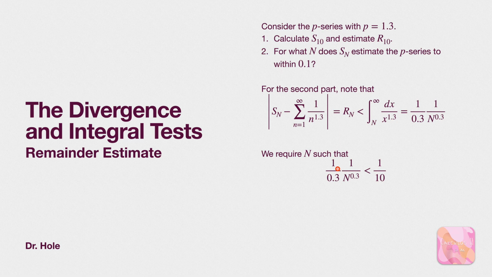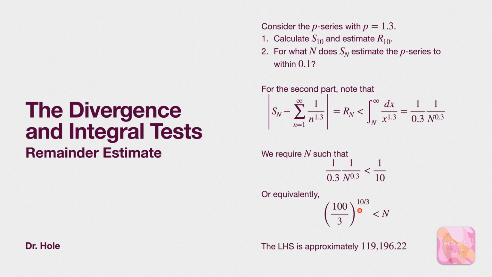Nice. So this sets up an inequality for which we can isolate the unknown capital N. A bit of algebra brings n to the other side as bigger than this quantity. Plugging that in, we come up with a value. We come up with the left-hand side is approximately 119,196 point something.